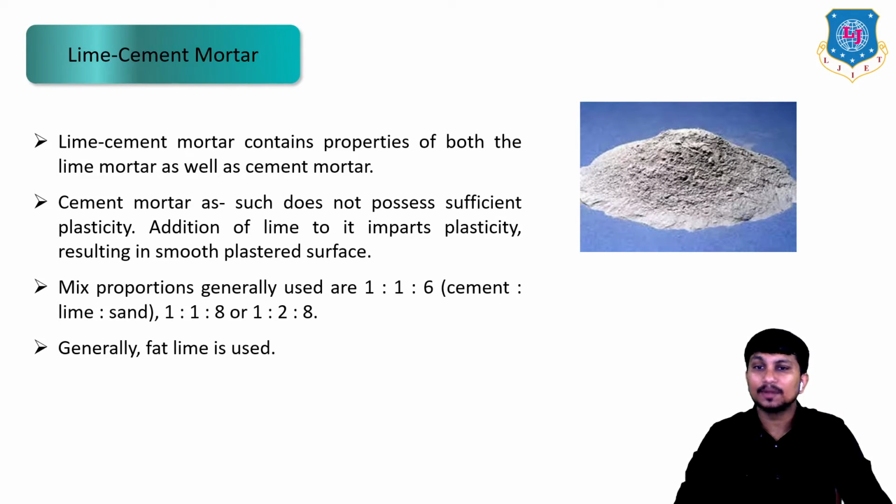The mix proportion generally used is 1:1:6. Here the first one is the cement, the second one is the lime proportion, and the sixth is the sand proportion. You can also use 1:1:8 proportion. In lime cement mortar, generally fat lime is used.